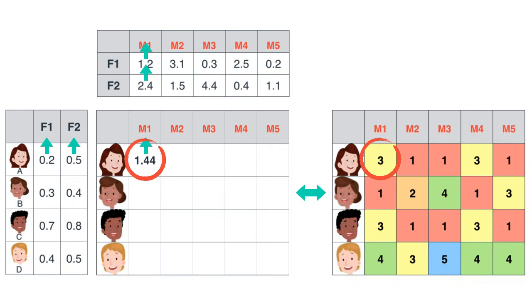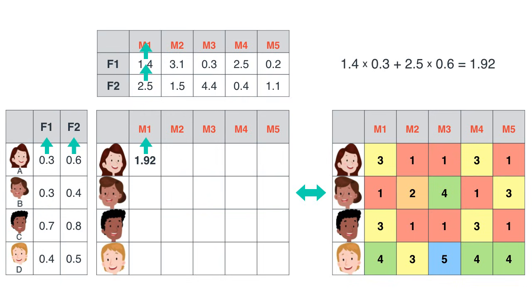And so let's say we increase them by a little bit. So the 0.2, let's say we turn into 0.3, etc. So here we increase the values a little bit. Now we have 1.4, 2.5, 0.3, and 0.6. We find the dot product, and now we get a 1.92. So that's closer to 3 than 1.44. So, okay, let's move on to the next entry.